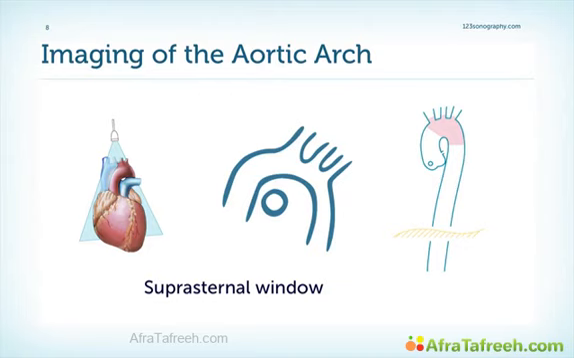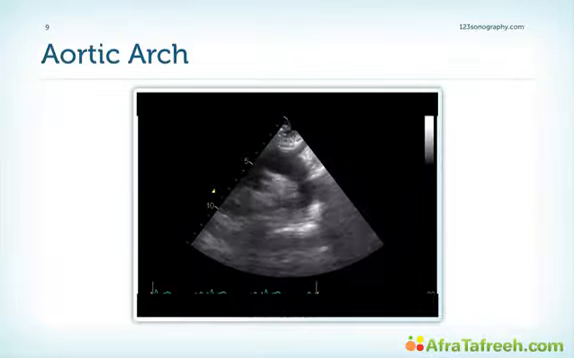The next section of the aorta we can visualize is the aortic arch. To do that, we have to use a suprasternal window. You probably remember from the chapter on how to image. What we see here is a small portion of the ascending aorta and also the descending aorta and of course the aortic arch, where it is also possible to visualize the large vessels which arise from the aortic arch. Here's such an example.